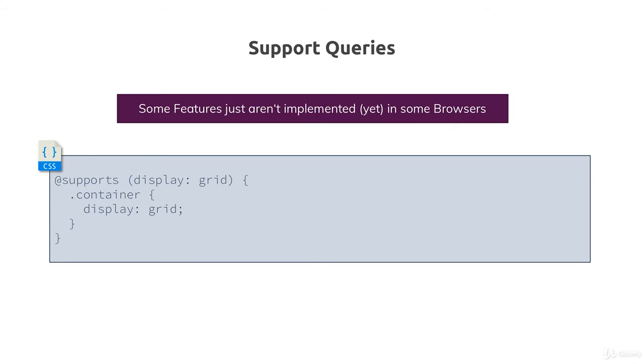And the condition simply is a property value pair where you can check if that property and also that value, that's important, the value is not ignored, if that is supported by the browser. So in the end, the browser simply checks, can I read and use that? If the browser can't, then it will not execute the code between the curly braces. If it can, it will do so.